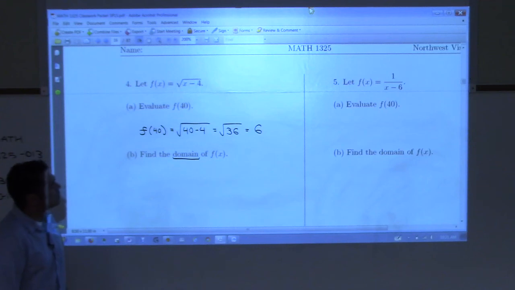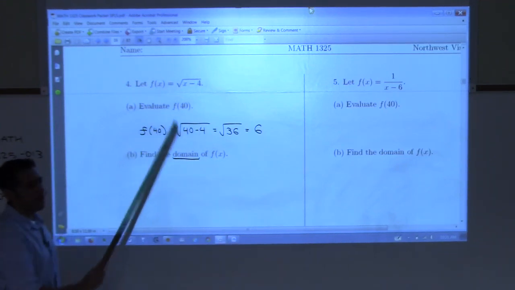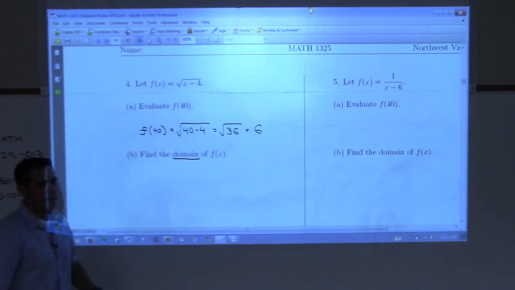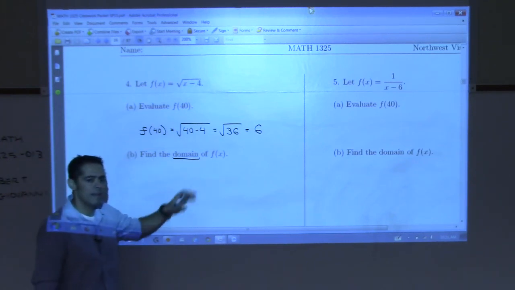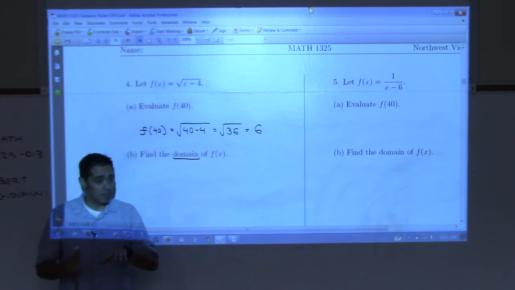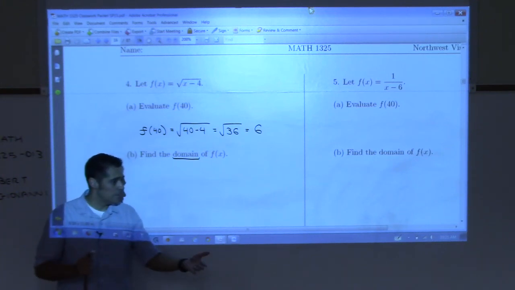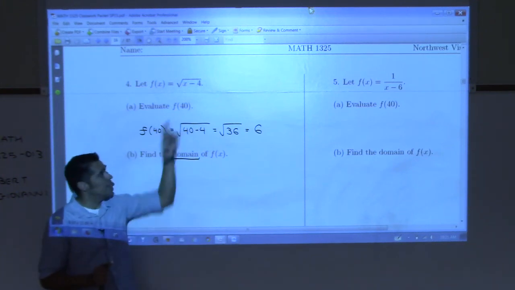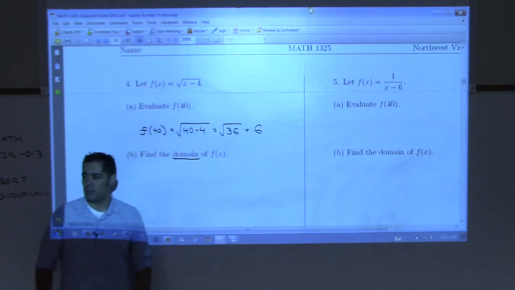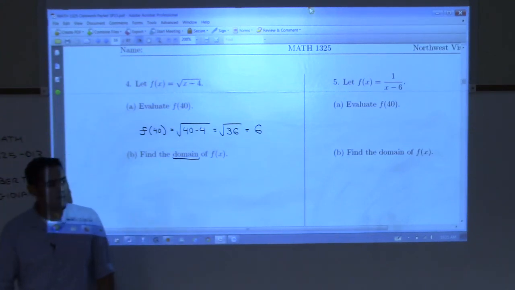So there are certain restrictions that we have to put on the x, right? The x's that we plug in are not just anything. When you're saying find the domain, you're saying tell me what x's are allowed. What x's are allowed into that function. So I already said 0 is not allowed, but what else isn't allowed?